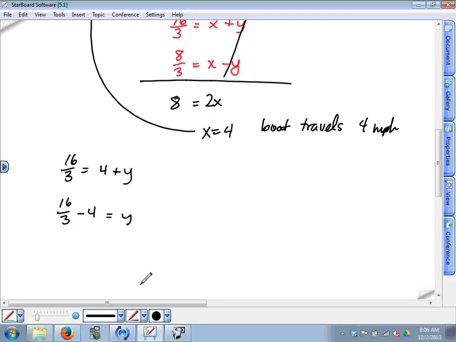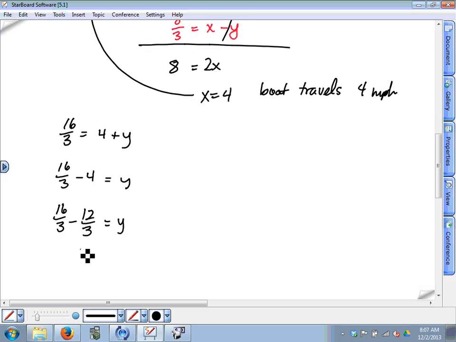What do we do? You convert 4 into 12 over 3. So this is 16/3 minus 12/3, and that's equal to y, which is equal to 4/3. Y is equal to 4/3. So the current moves at 4/3 miles per hour.